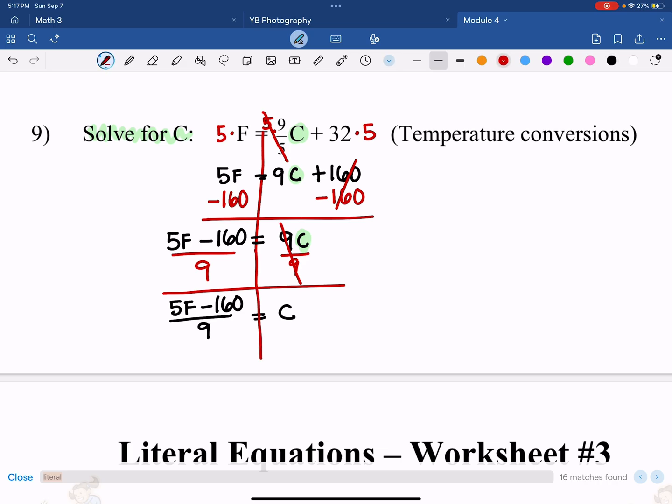C is now perfectly all by itself. So all I've got to do is leave that as my answer. So to find Celsius from Fahrenheit, Celsius is 5 times the Fahrenheit minus 160 degrees, all divided by 9.